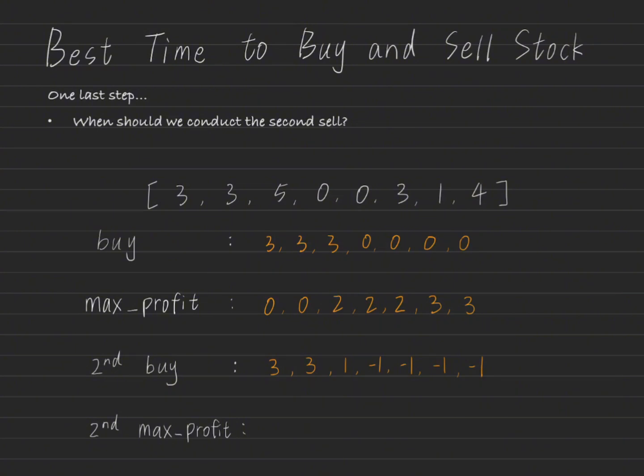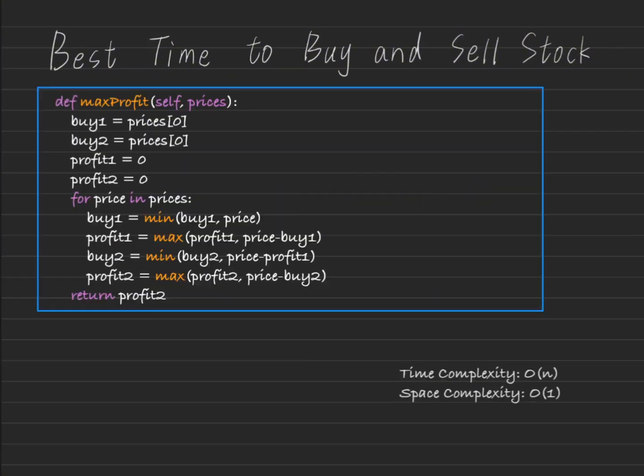Now the final step, when should we conduct the second sell? This is pretty straightforward. We just have to sell it when we see a better total profit. So the maximum of profit2 and prices[i] minus buy2. This is the Python code of the complete implementation.